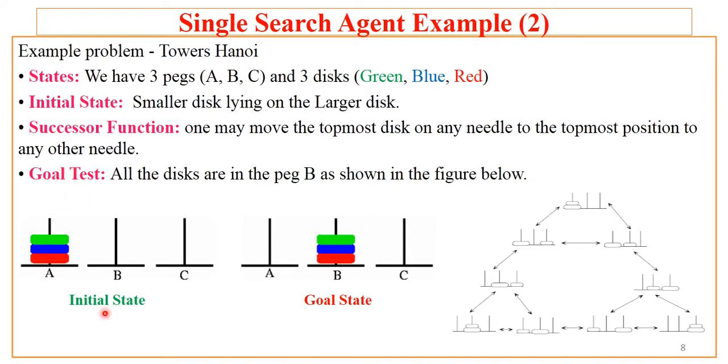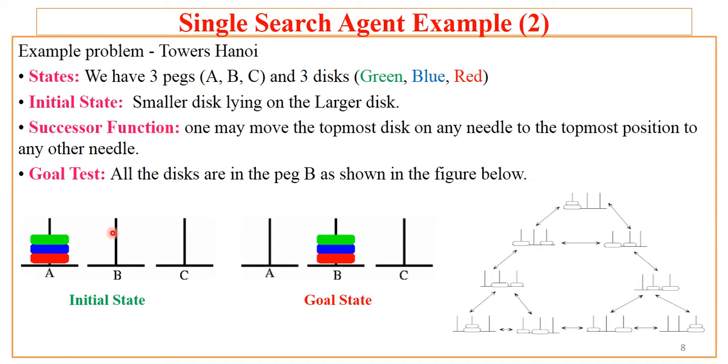Now if you see this diagram, there is the initial state. Here I have shown all the three disks of the same size, but in the practical case you will find that the red disk lying at the bottom is the larger one, then blue will be smaller than the red one, and green will again be smaller than the blue one. This way you can have three different disks.